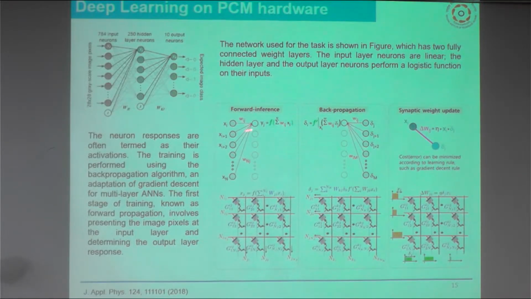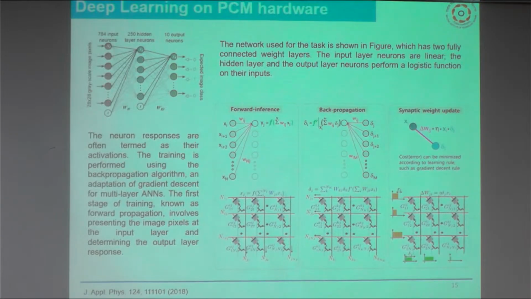What happens here is that there is forward inference, then back propagation, and synaptic weight update. This is the fundamental of the deep learning aspect, where the neuron responses are often termed their activation, and the training is performed using the back propagation algorithm. The training means how fast you can do that. This is using back propagation, an adaptation of gradient descent for multi-layer ANNs. The first stage of training, known as forward propagation, involves presenting the image pixels at the input layer and determining the output layer response. So here first is your input, this is the training, and this is the weight update. This is the basic fundamental.